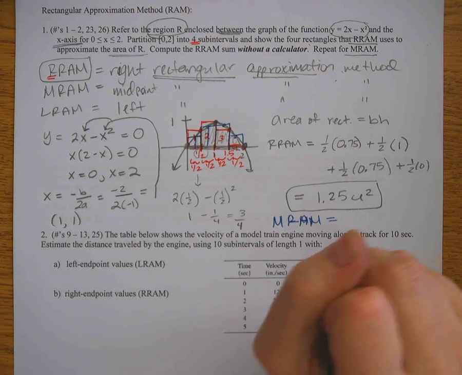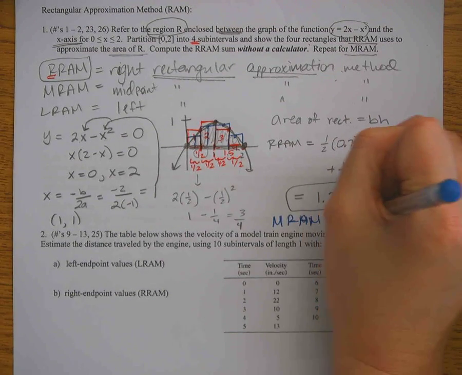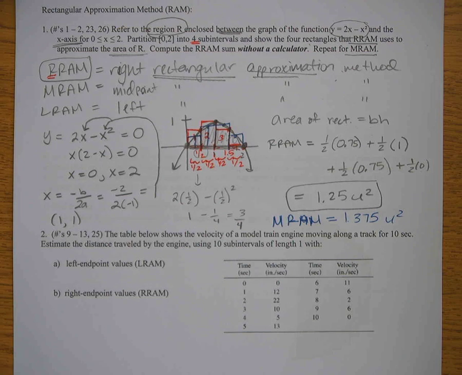And if you successfully do your MRAM, you should end up with 1.375 units squared. So why don't you go ahead and try that one, and then when you're ready, move on to example 2.